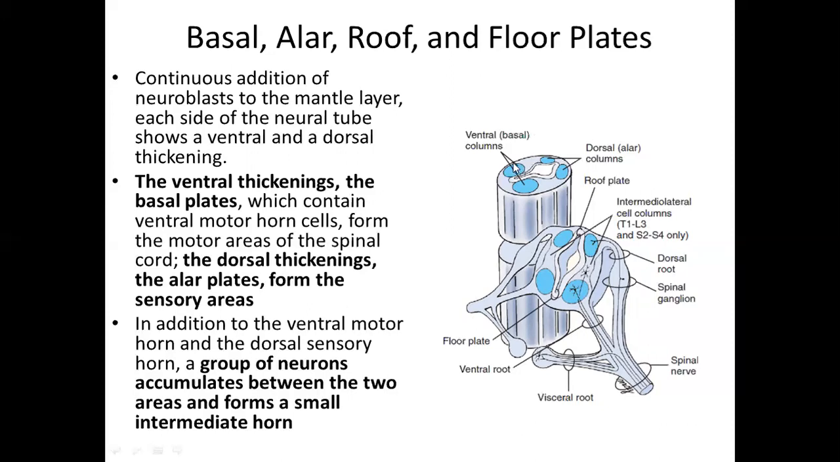Right, so we have alar thickenings, these are the alar thickenings or the dorsal columns, and we have the basal thickenings, right? And these two thickenings are separated by a longitudinal groove, which is known as the sulcus limitans.